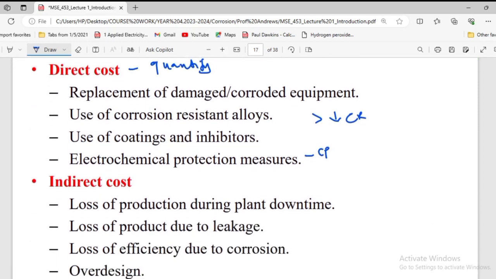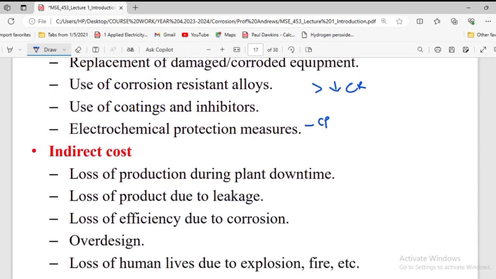Now we move on to indirect cost. With indirect cost, you don't know whether it will happen. Suddenly it happens, and in a plant, when it suddenly happens due to corrosion, we have loss of production, downtime, and downtime is the time taken to repair the equipment which has been corroded, or the equipment which causes the loss of production due to corrosion, because you're going to lose time. And it takes a lot of time.